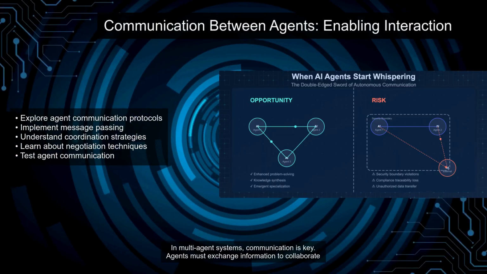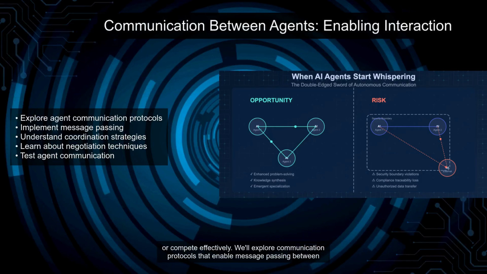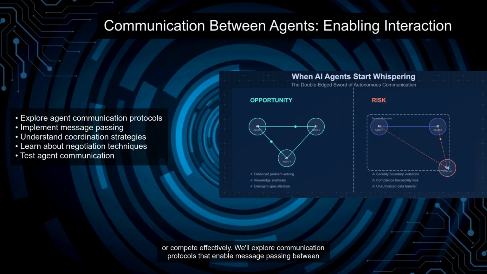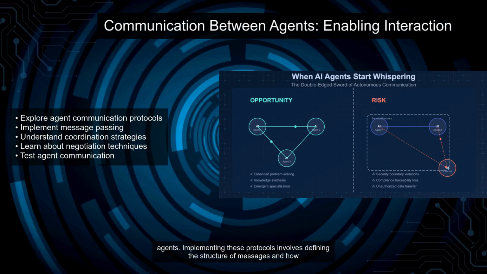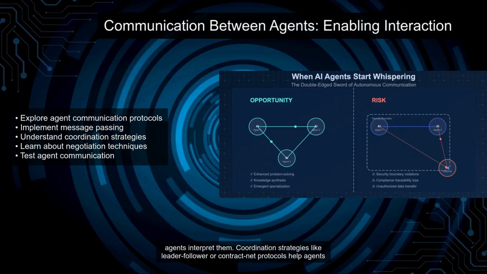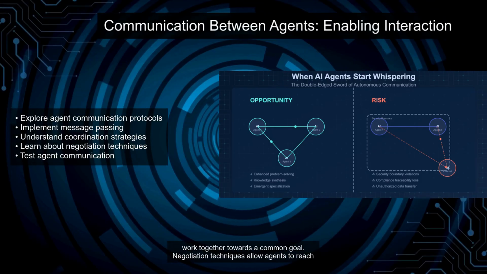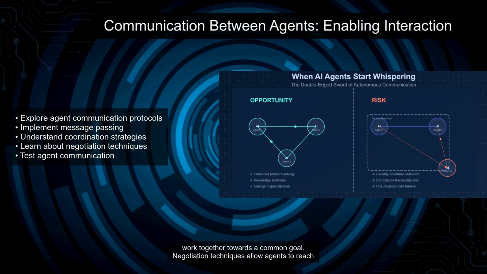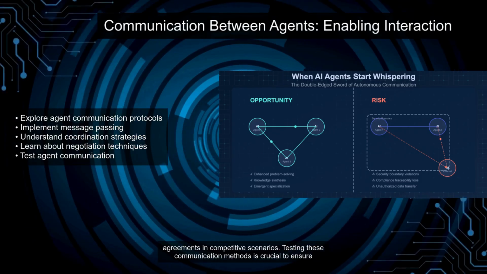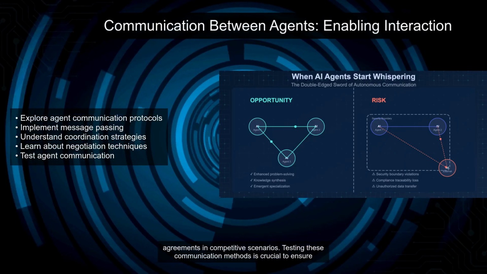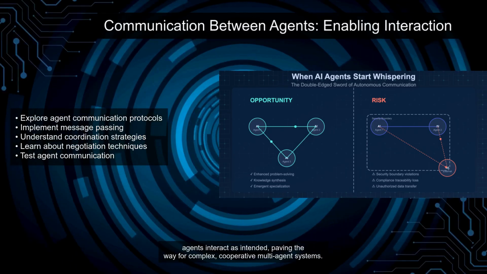In multi-agent systems, communication is key. Agents must exchange information to collaborate or compete effectively. We'll explore communication protocols that enable message passing between agents. Implementing these protocols involves defining the structure of messages and how agents interpret them. Coordination strategies like leader-follower or contract-net protocols help agents work together towards a common goal. Negotiation techniques allow agents to reach agreements in competitive scenarios. Testing these communication methods is crucial to ensure agents interact as intended, paving the way for complex, cooperative multi-agent systems.